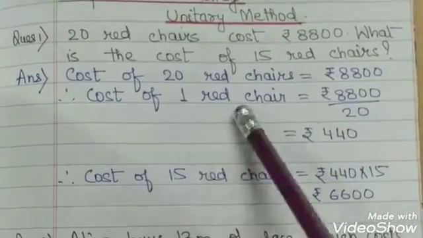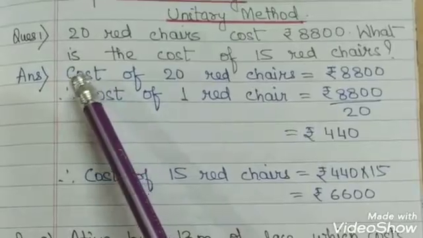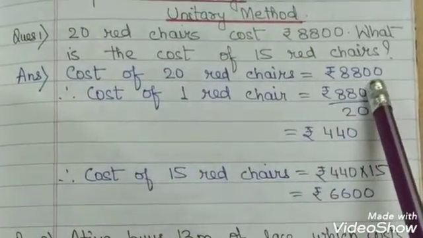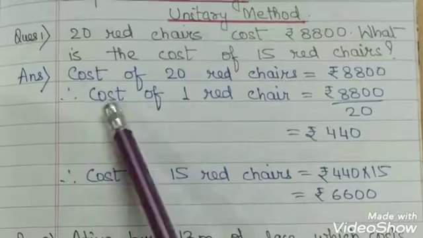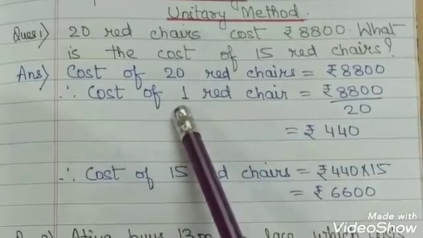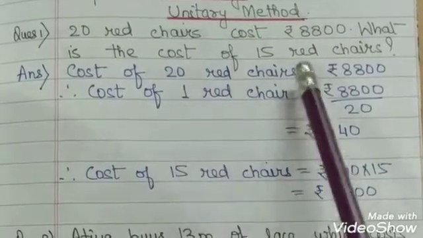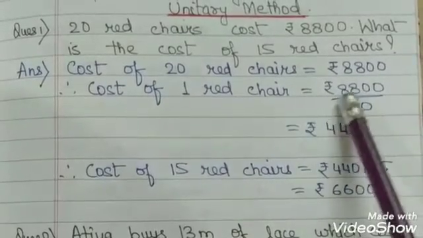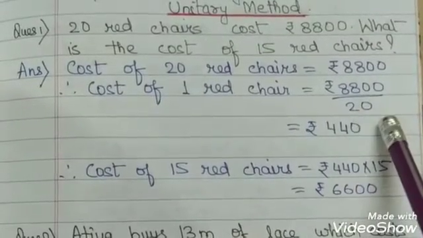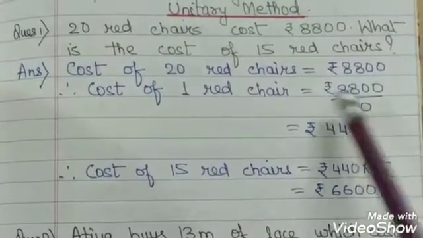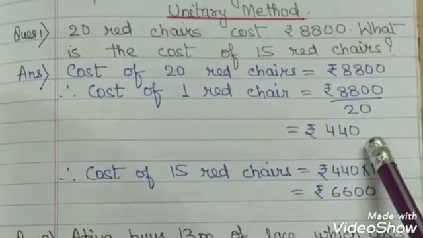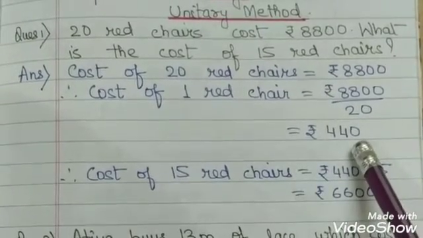Okay, so let's start. Solution: cost of 20 red chairs is equal to rupees 8,800. Therefore, cost of one red chair: how will we find the cost of one red chair? By dividing the amount by 20. So we get rupees 8,800 divided by 20. When we divide these two numbers we get the answer rupees 440. Now this is the cost of one red chair.